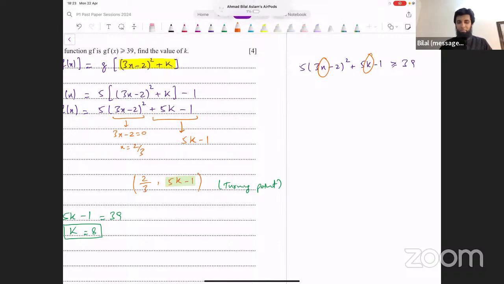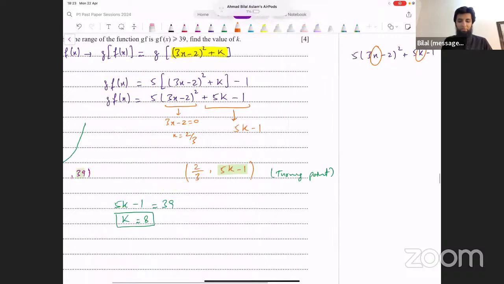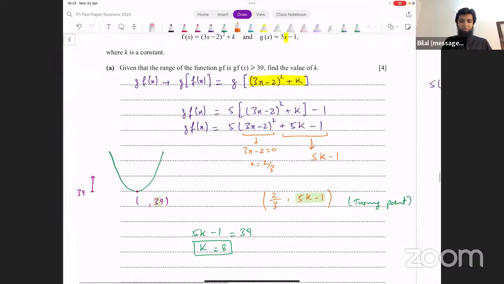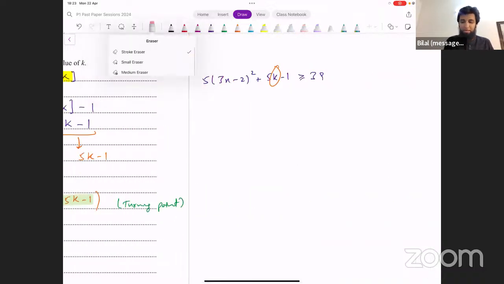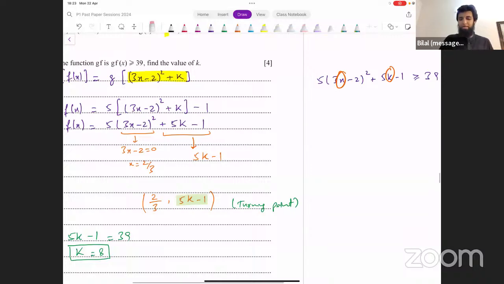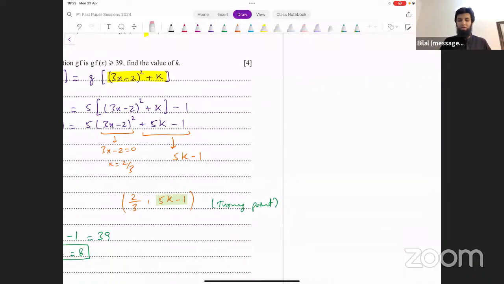So we have to make sense of what the range of the function means in this case. The range of the function being greater than or equal to 39 means that the y coordinate of the minimum point of this function has to be 39. So you have to basically relate it to the turning point. Otherwise, if you try and solve this as an inequality like this, we have two unknowns. How would you solve that? That would be a problem, right? If it was only one unknown, we could try solving that inequality, but in this case, we can't do that.